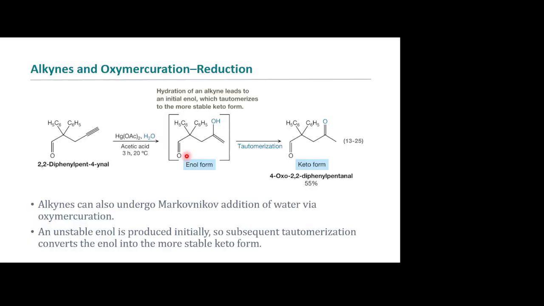Now, the alkynes, the triple bonds, these can undergo Markovnikov addition of water via oxymercuration. This is actually what you're going to get here. And so we're going to do this portion right here. And that first part we're going to get is going to end up being an enol. And what do you remember about enols?